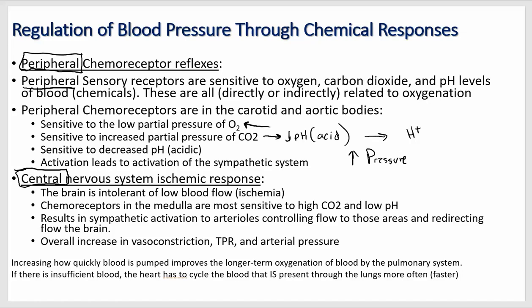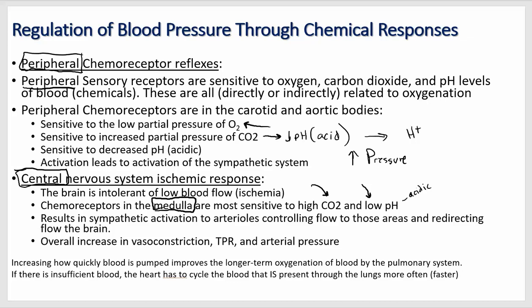All right. So central nervous system ischemic response. So ischemia is low blood flow. The brain is intolerant of that. It wants the blood flow to be what it needs to be, and if it's not high enough, it will shut down other systems and open up systems to get blood flow to the brain. Okay, so that's good. So chemoreceptors in the medulla, so again in the brainstem, the medulla, are most sensitive to high carbon dioxide and acidic blood. So low pH. Low pH is acidic.